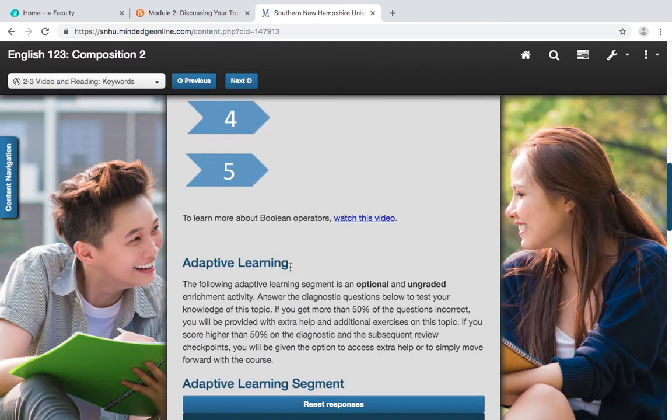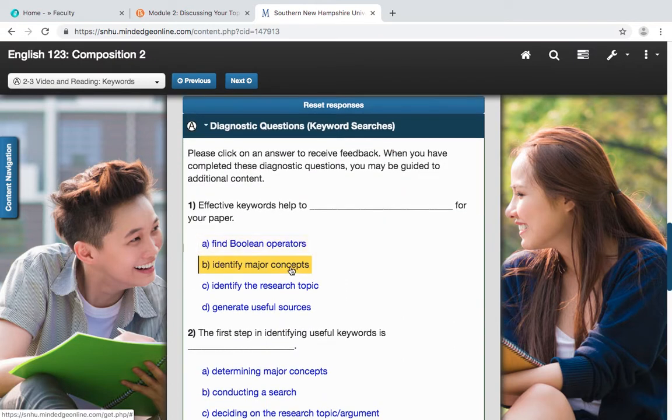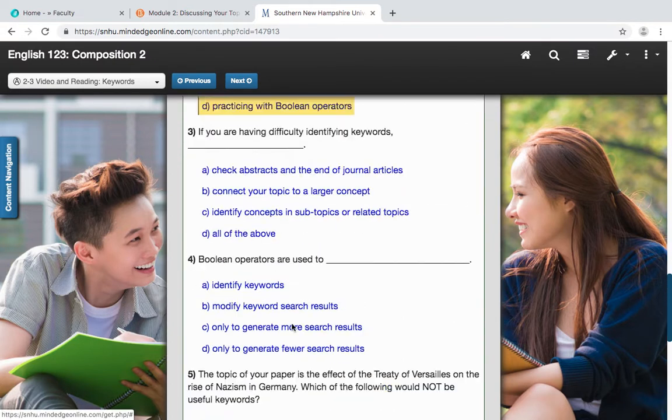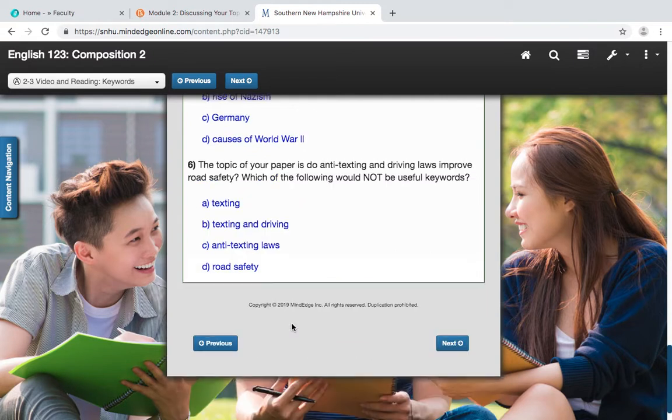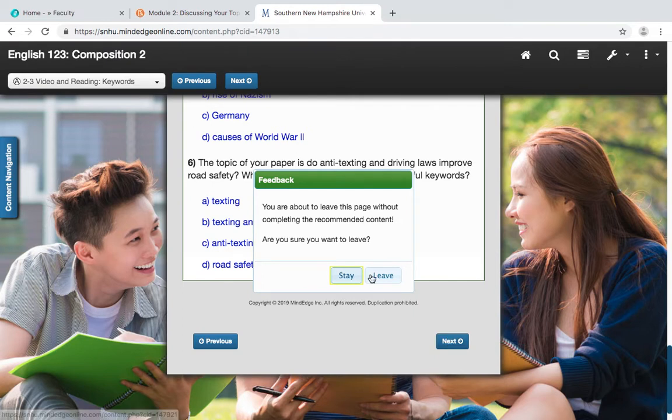So there's selecting effective keywords, adaptive learning, there's an ungraded activity, and again, this will take you 5, maybe 10 minutes, and I recommend doing it because it will be a nice little barometer for where you are at. And again, I didn't fill it in, so it's asking me, do I really want to leave the page? Yes, please.